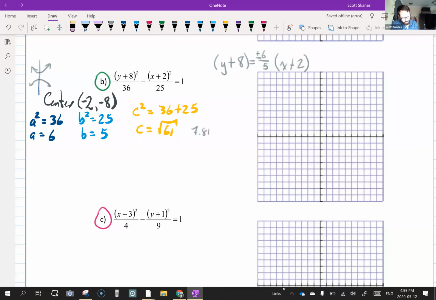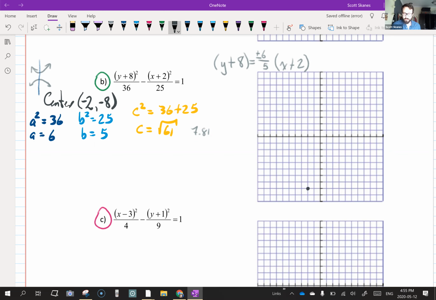I'm going to put those on my graph. And you'll see right away, it's a little bit of a weird graph. So -2, -8, down here. -2, 1, 2, 3, 4, 5, 6, 7, 8. There we go, -2, -8. That's going to be a problem. I can't go very far down from that, but I'll deal with that in a second.